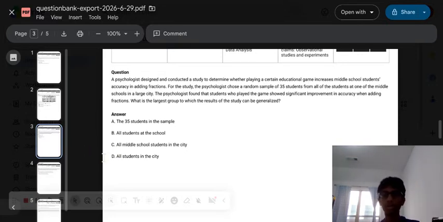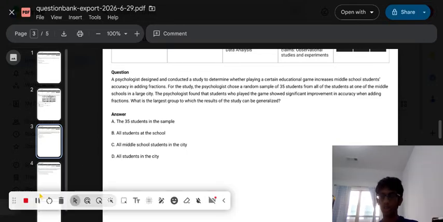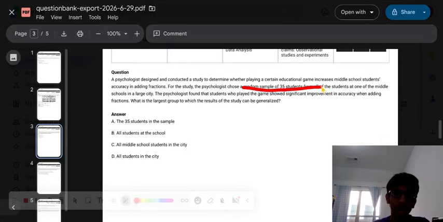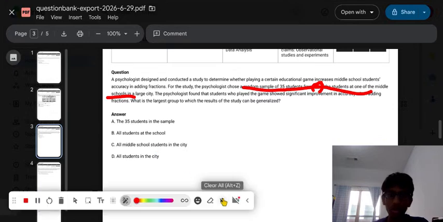Okay, so this is the same kind of approach as the last problem. What's the psychologist surveying? We have a random sample of 35 students from one middle school in a large city. And moreover, it says all students. It's X'd out here, but all students is here. So that means that grade doesn't matter.